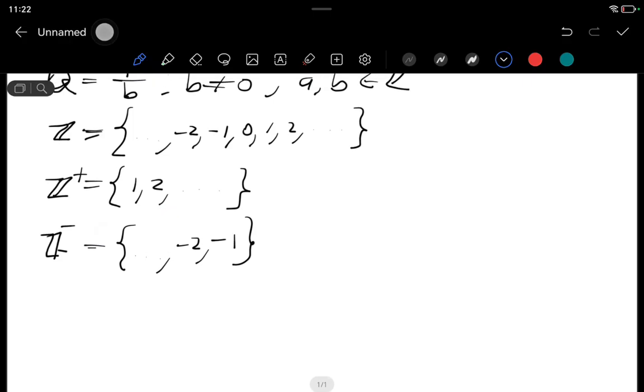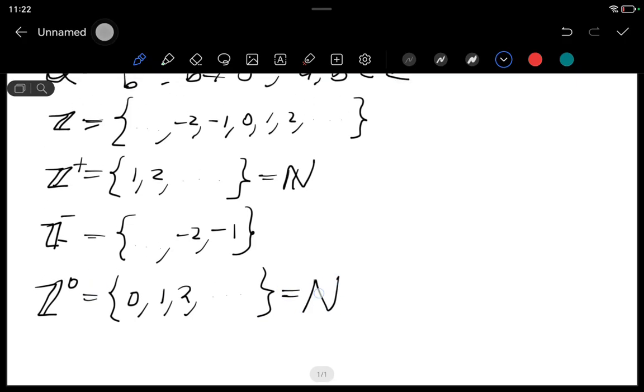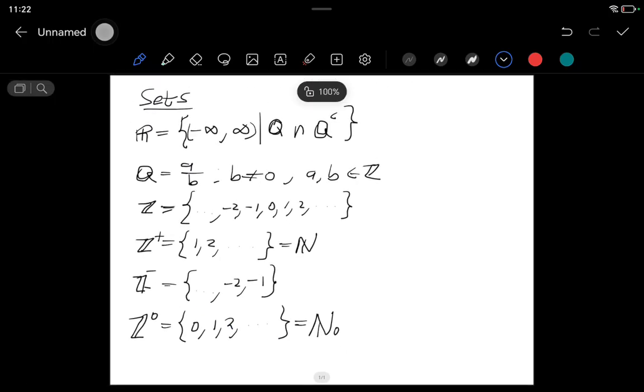The positive integers are actually the same as natural numbers. Then the non-negative integers are the ones from 0 up until infinity, and these are the same thing as the whole numbers, which is denoted by N0. So if we know what these numbers are and how they are expressed, then we are good to go. Irrational numbers are those in the form of root of something which cannot be expressed in the form of a over b. That's why they are the complement of rational numbers.